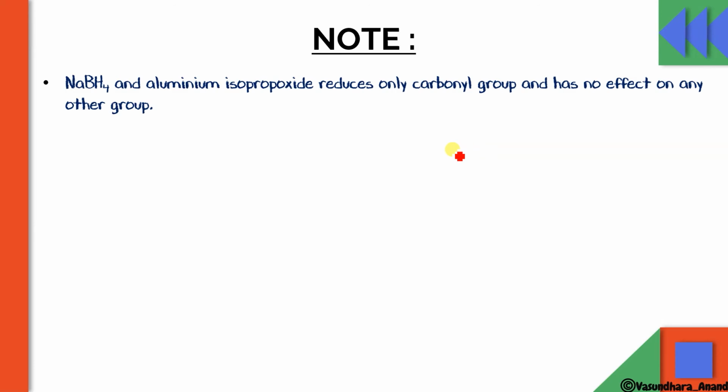Now next is something to remember. Note: sodium borohydride and aluminium isopropoxide reduce only the carbonyl group and have no effect on any other group. Sodium borohydride has a limited reducing character. That means it will reduce only CHO and C=O, with no effect on other groups.